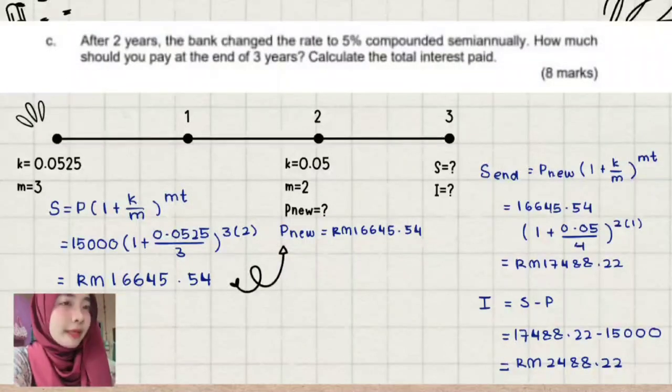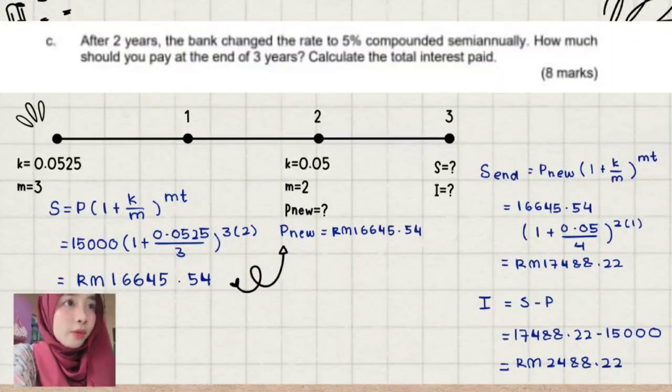After 2 years, the bank changed the rate to 5% compounded semi-annually. How much should you pay at the end of 3 years? Calculate the total interest paid. For K equal to 0.0525, M equal to 3. Now, we are going to use the formula S equals P bracket 1 plus K over M bracket power of M multiplied by T.